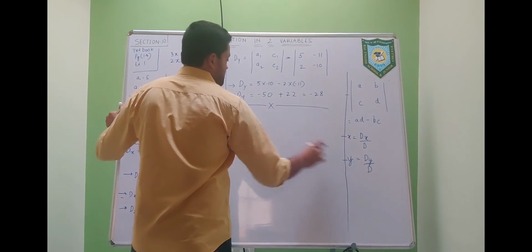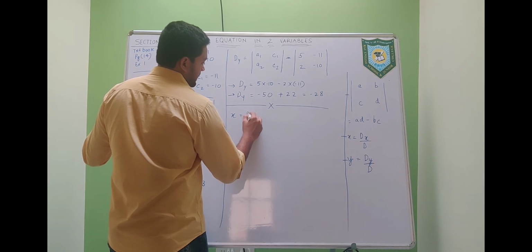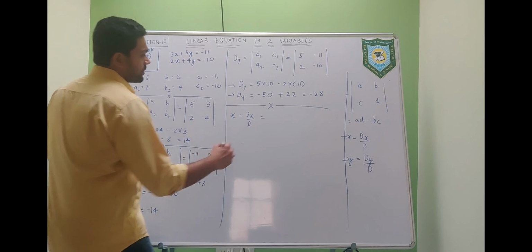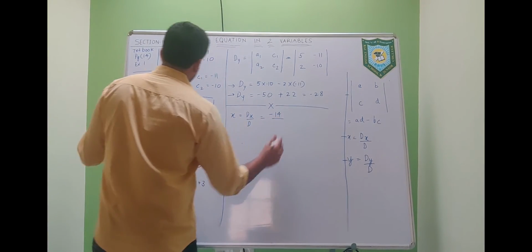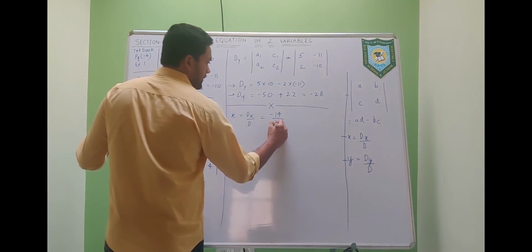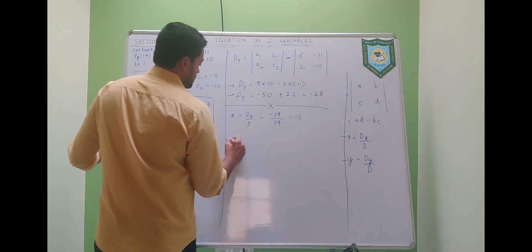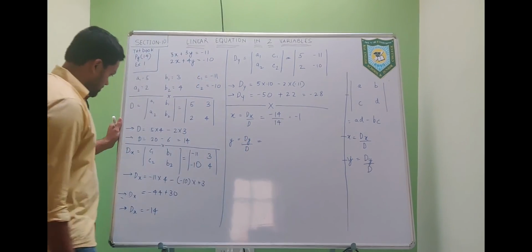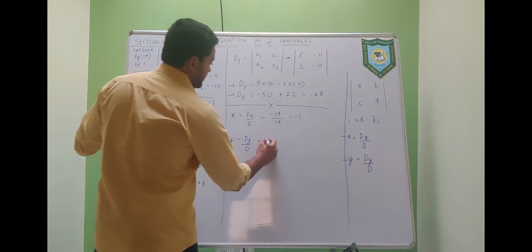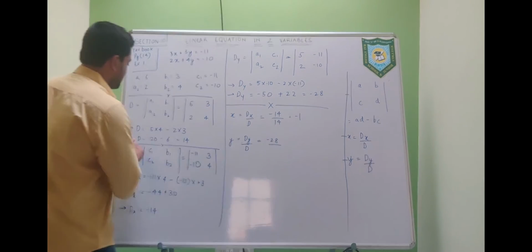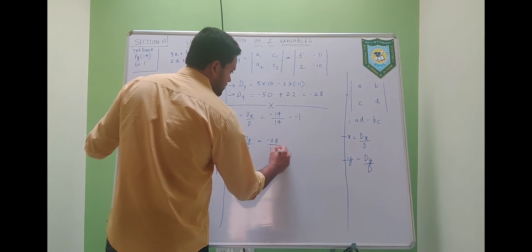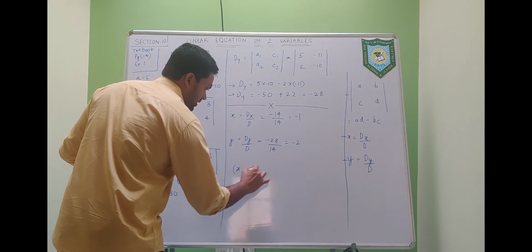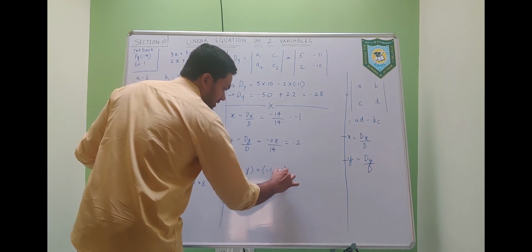Now using these formulas, I have x is equal to dx divided by d, which is equal to, my dx value is minus 14 divided by my d value is plus 14. So this becomes minus 1. My y value is dy divided by d. So my dy value is minus 28 and my d value is 14. So this is minus 2. So x comma y here are minus 1 comma minus 2.